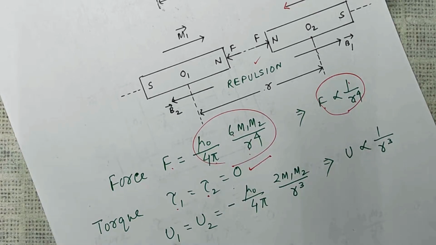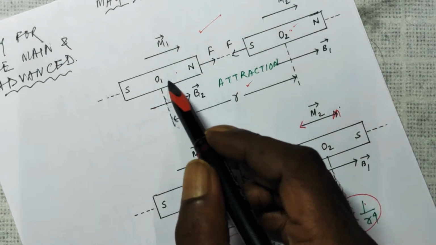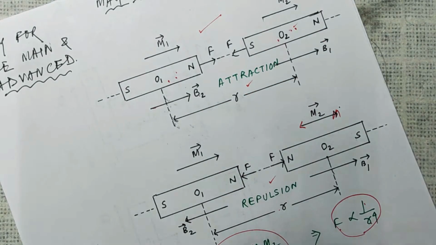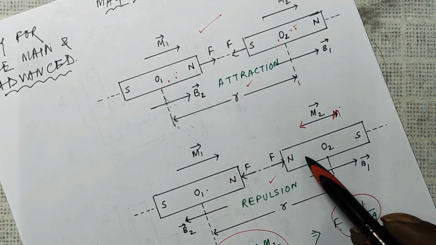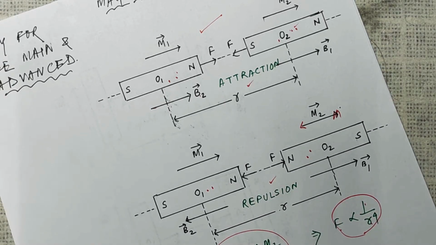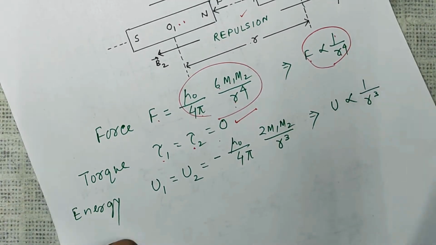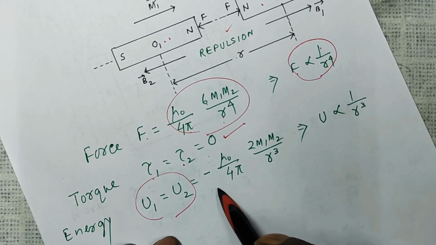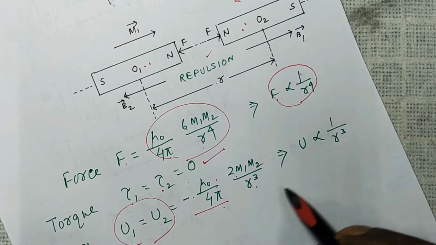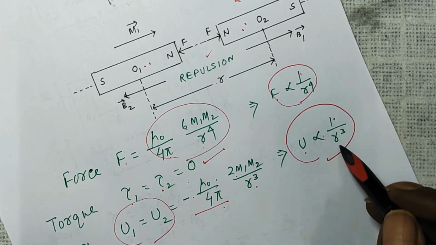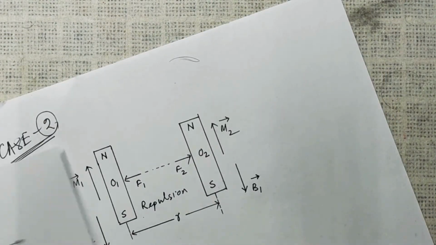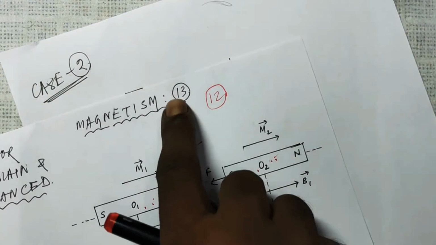And the energy of this one in the magnetic field of this one, and the energy of this one in the magnetic field of this one, both the energies were equal, and it had come out to be minus mu naught over 4 pi, 2 m1 m2 over r cube. So what you have to remember is U is proportional to 1 by r cube. This is what we had done in lesson 12. Now let us go to 13.